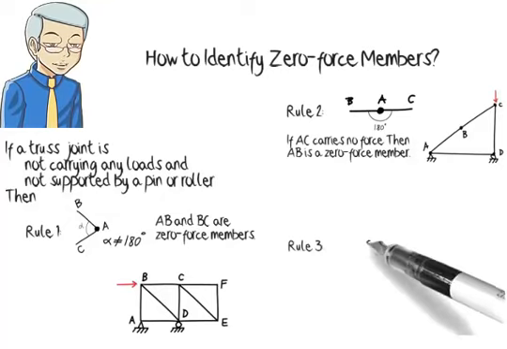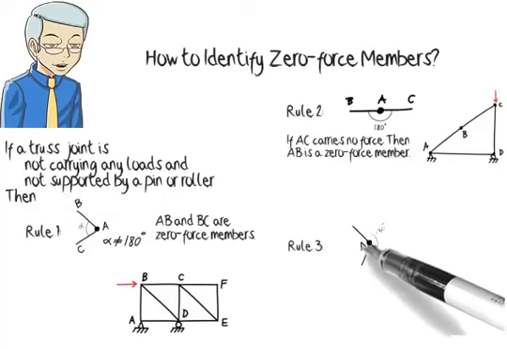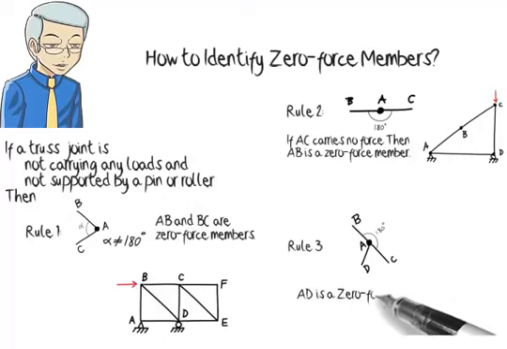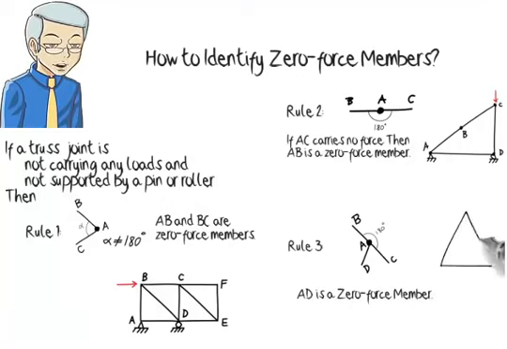Rule 3. If a joint connects 3 members only and 2 of the members are collinear, then the third one is a zero-force member. Here, joint D connects 3 members. 2 of the members are collinear, therefore CD is a zero-force member.